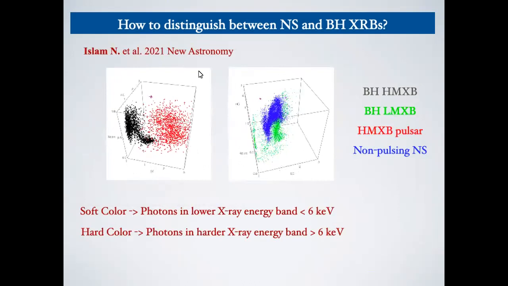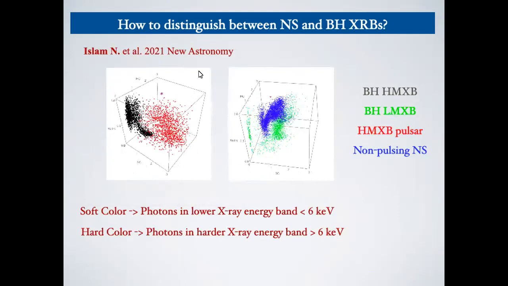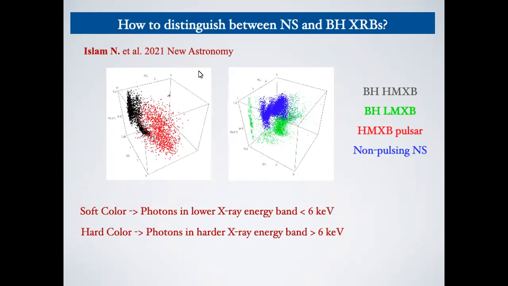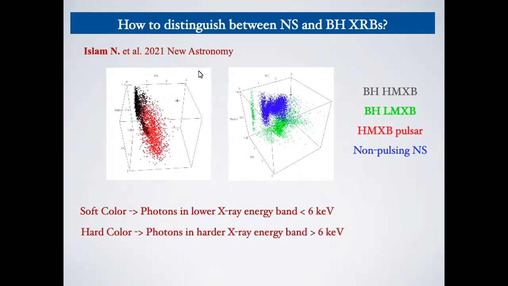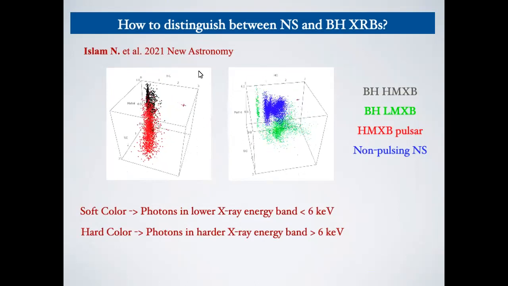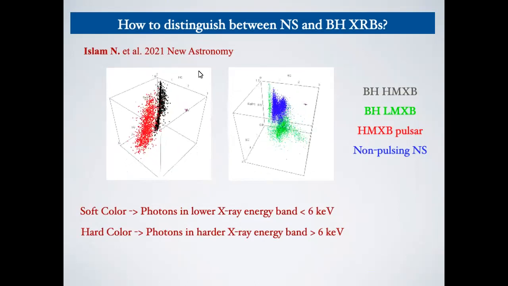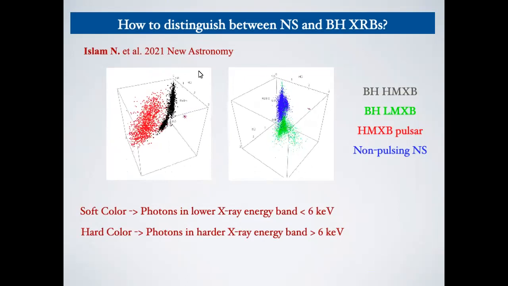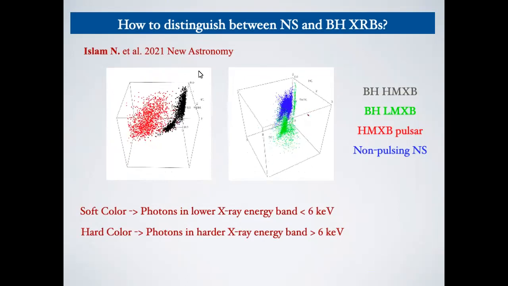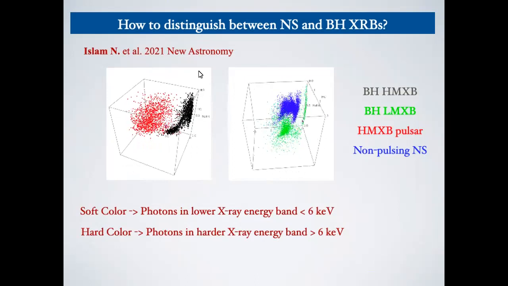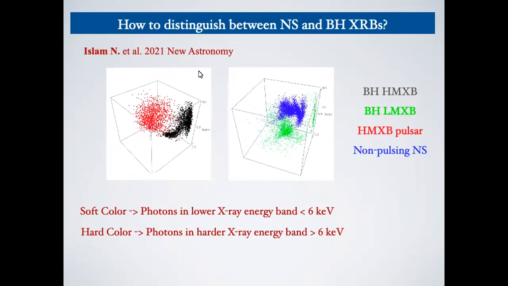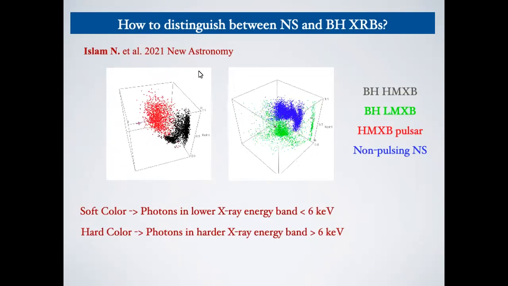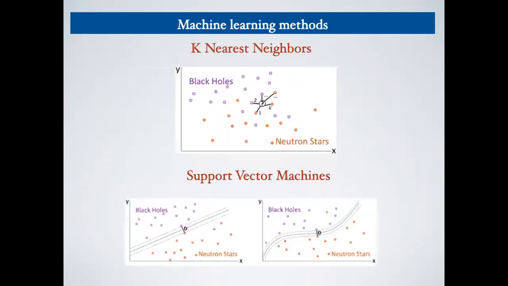So in this case, what we do is we look at whether these sources have a clustering property in this three-dimensional color intensity diagram. And we do see that. We do see that for black hole sources and neutron star sources, there is a clustering property that exists in this color intensity diagram. We investigate a bit further: can we use this clustering property to reliably predict the type of an unknown source?